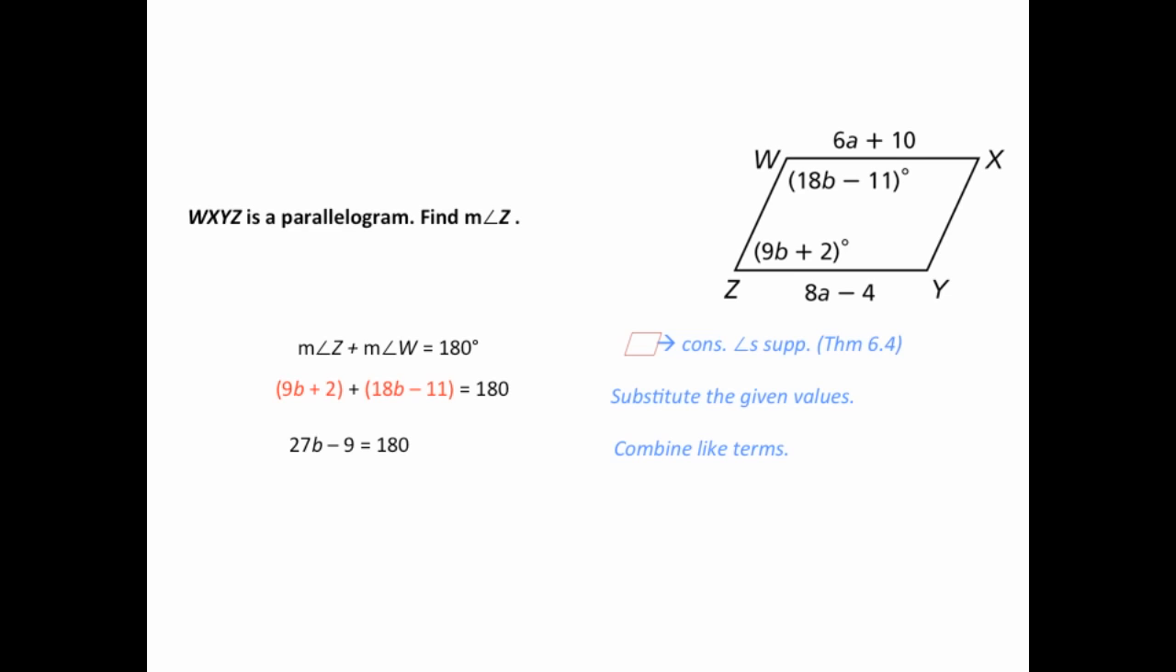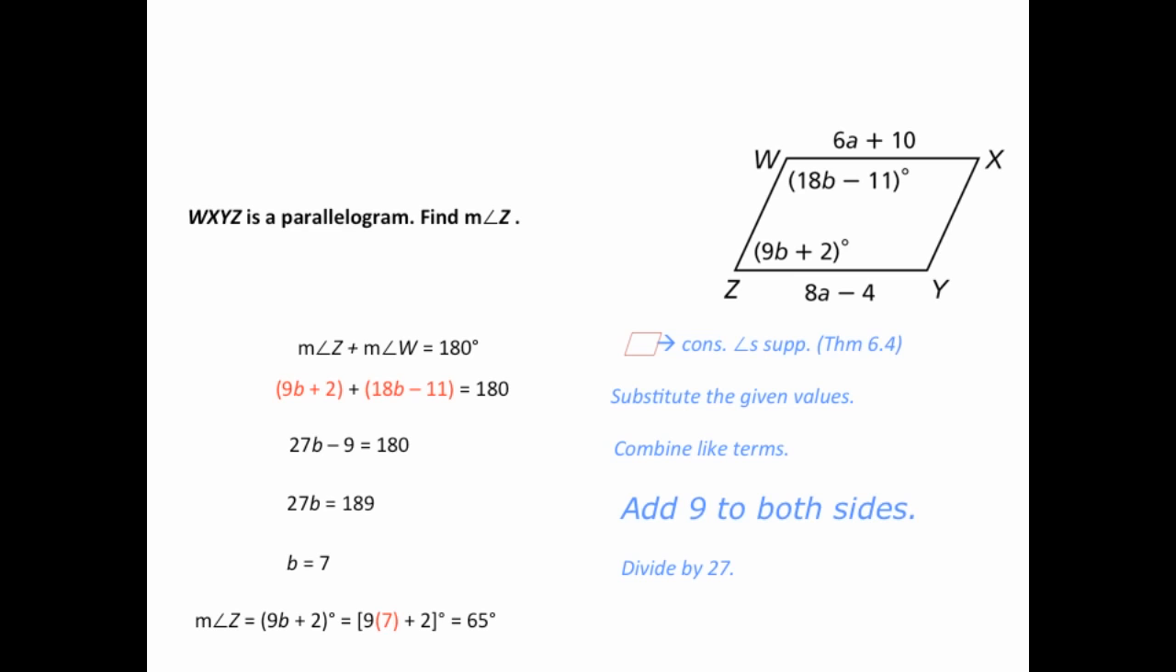Now just do a little bit of simple algebra, add 9 to both sides to get 27b equals 189, and then divide by 27 to get that b equals 7. Now that we know what b is, we'll want to take that value and plug it back into the measure of angle z, which is represented by 9b plus 2. So we want to take 9 times 7, or 63, plus 2 equals 65, which tells us the measure of angle z is 65 degrees.